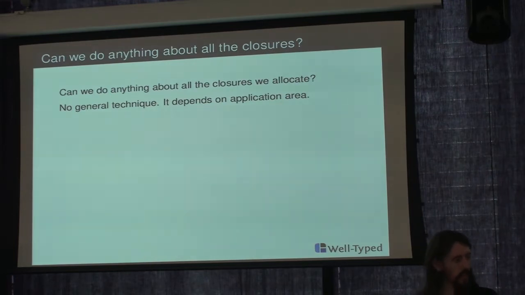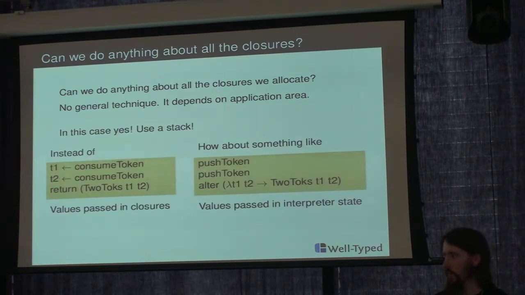So, can we do anything about it? Well, I don't know of any general technique. It depends on the area. But in this particular case, yes! Yes, we can. We can use a stack. So, instead of writing the left-hand side, do bind, bind, bind, and then use the variables that we bound earlier, we'll use a stack. And we'll say, push the thing onto the stack, and then push that thing onto the stack. And then locally, modify, alter the top of the stack.